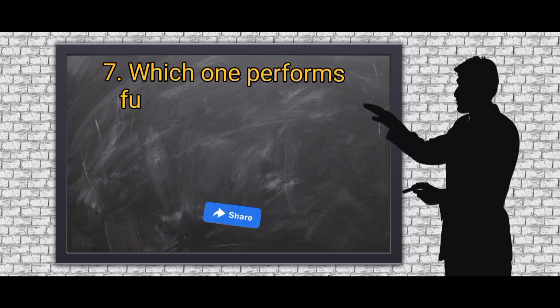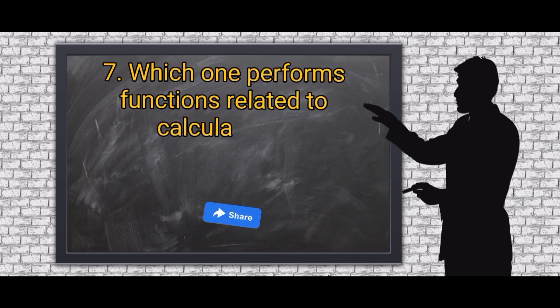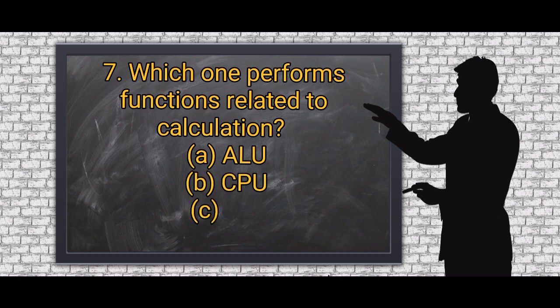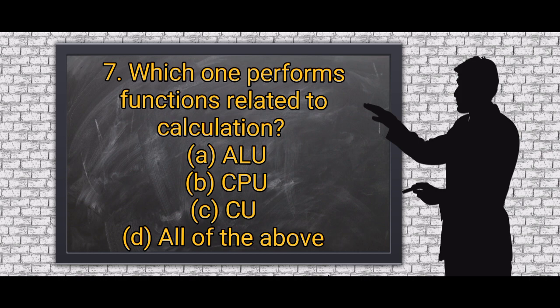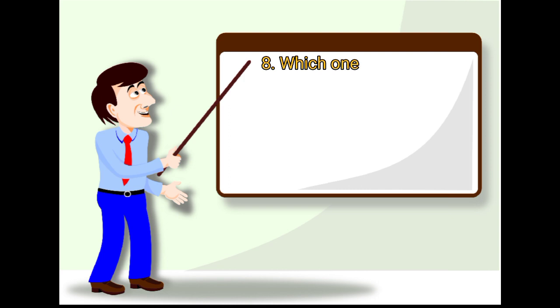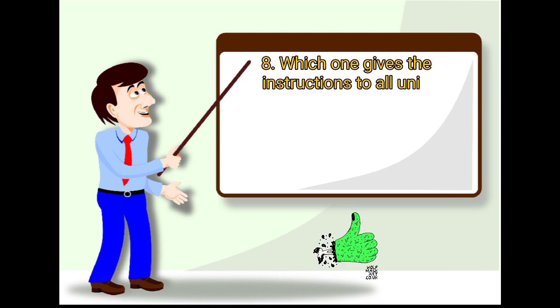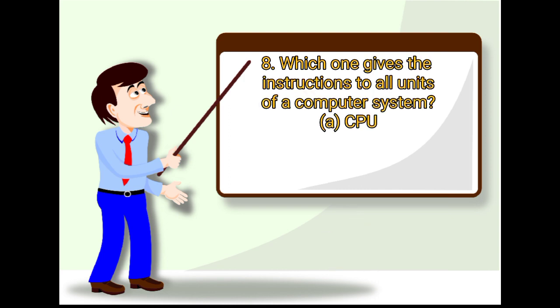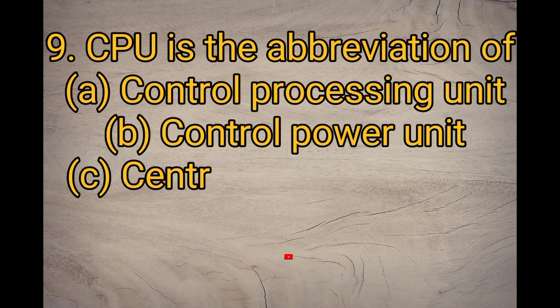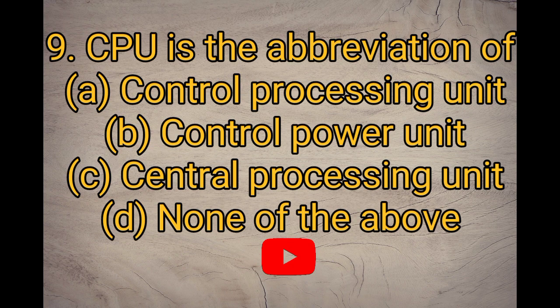7. Which one performs functions related to calculation? A. ALU. B. CPU. C. CU. D. All of the above. Answer: ALU. 8. Which one gives the instructions to all units of a computer system? A. CPU. B. ALU. C. CU. D. All of the above. Answer: CU.